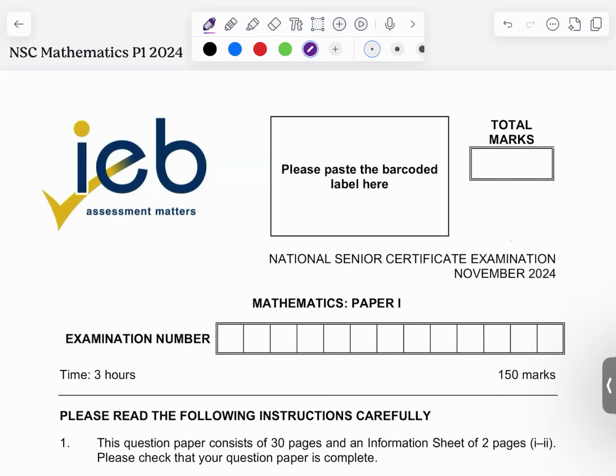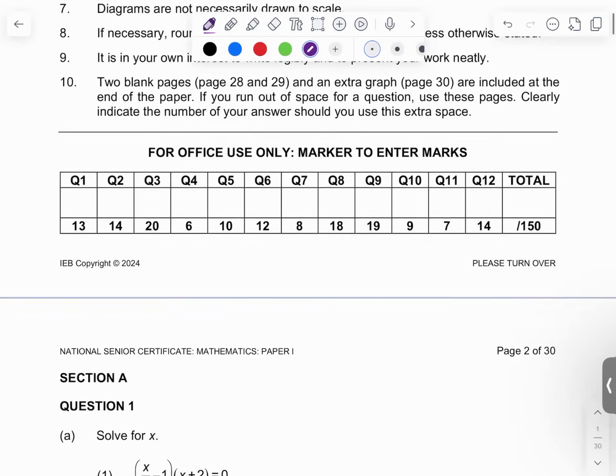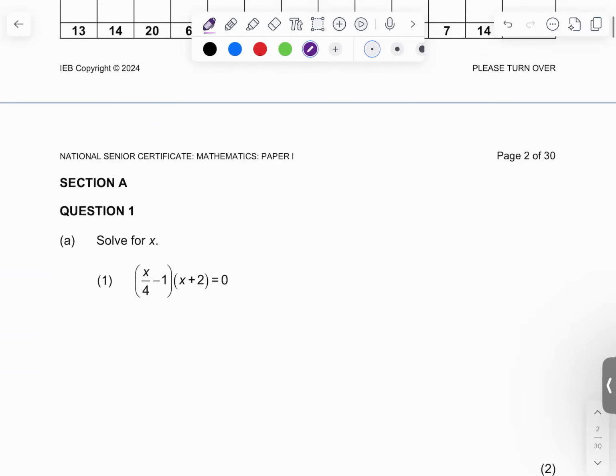I will be doing IEB November 2024 paper 1. We will start with question 1. We are required to solve for x, all right?